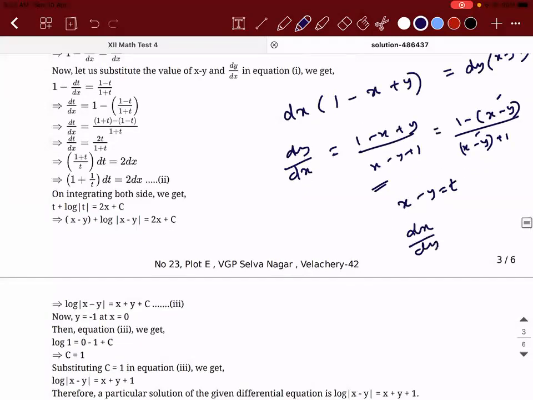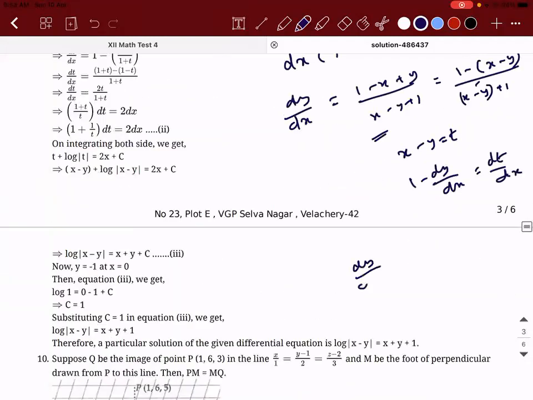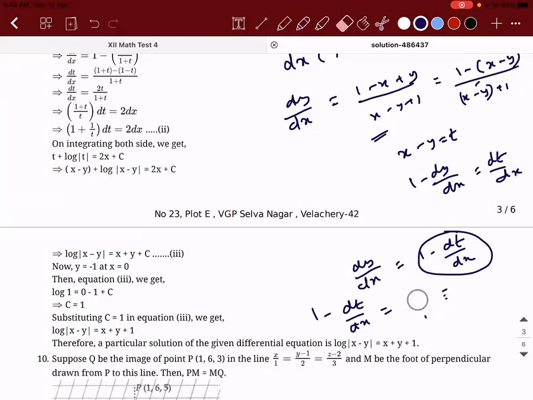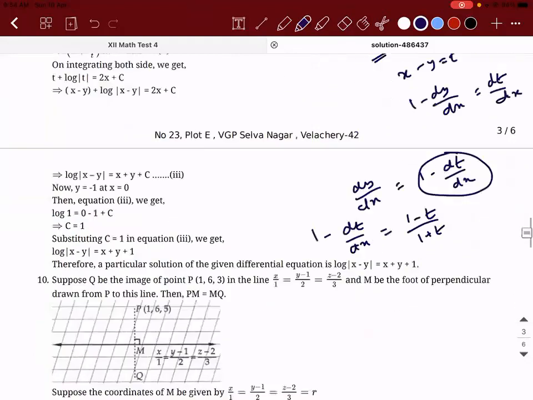Then you will get 1 minus dy by dx is equal to dt by dx. So dy by dx is equal to 1 minus dt by dx. 1 minus dt by dx, in the sense you take this and substitute it here. So 1 minus dt by dx is equal to 1 minus t divided by 1 plus t.